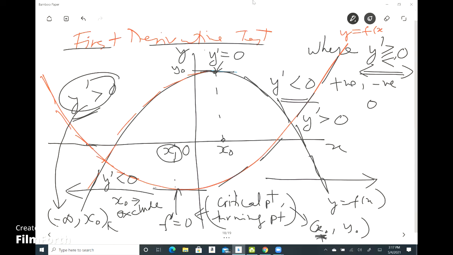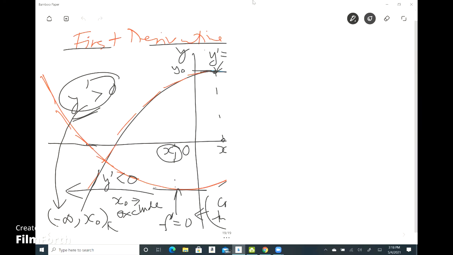Now, what is the interval for which y prime is negative? Where does it start? It starts at x0, but it doesn't include x0. So from x0 to where? To positive infinity. That is another interval, and over that interval, y prime is negative. All right, so to summarize, we can put a table.